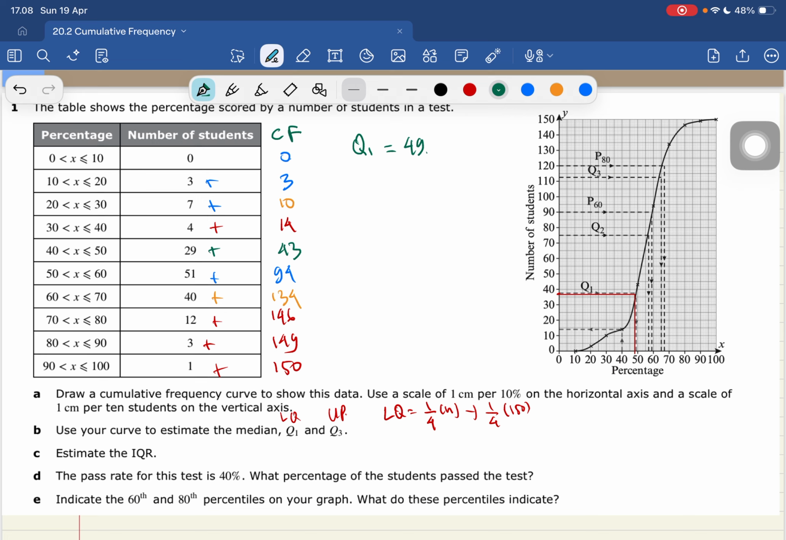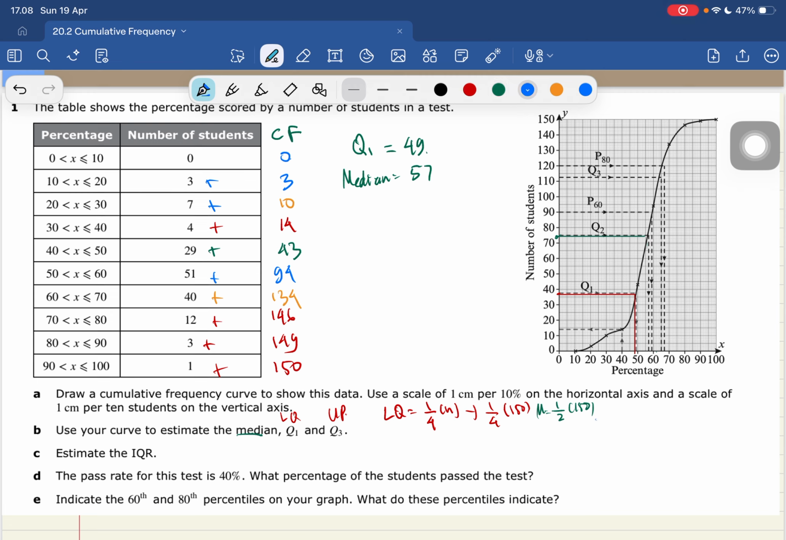Quartile 3. First, we'll do the median. The median is a half, so 1/2 times 150 is 75. Just make a straight line to the curve, then go down. Here is the median. Estimating here, between 50 and 60, however it's close to 60, so the median is going to be 57.